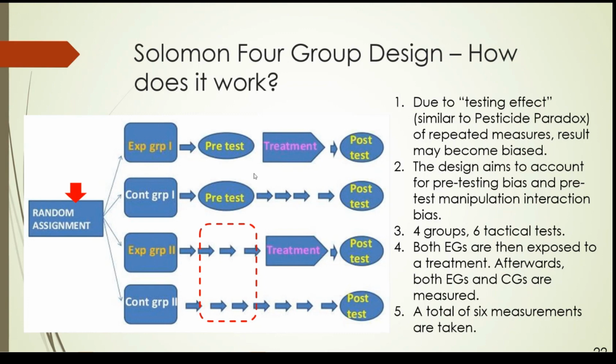So to eliminate this bias, we have 2 other groups to see whether the pretest has any impact on them or not. So we will find the differences between group 1 and group 2 where there is pretest and there's no pretest. So later on, the result can be calibrated, adjusted accordingly.